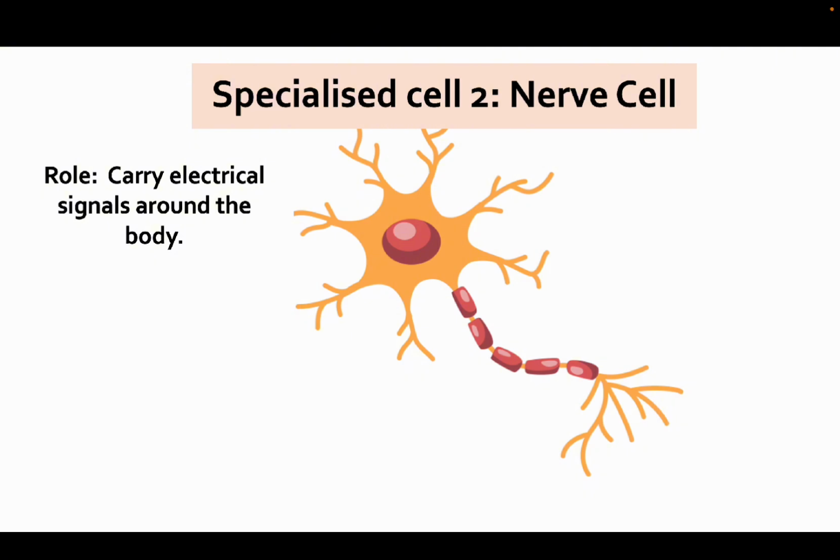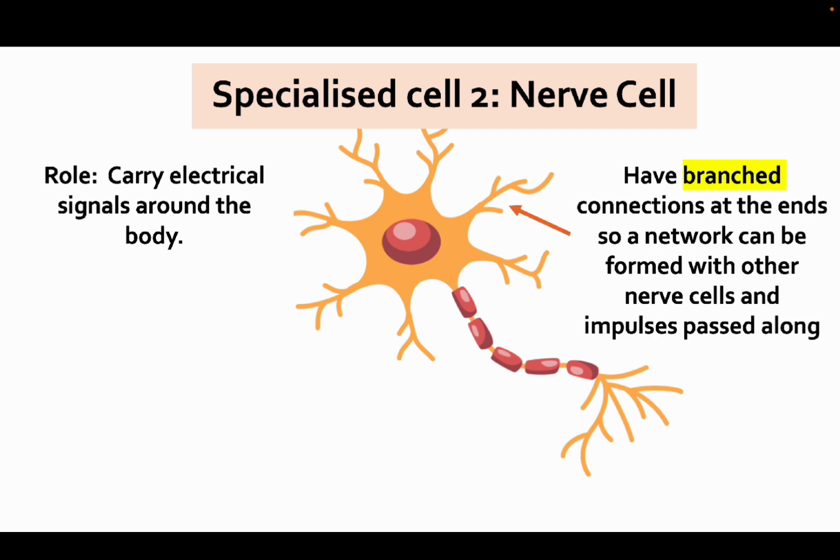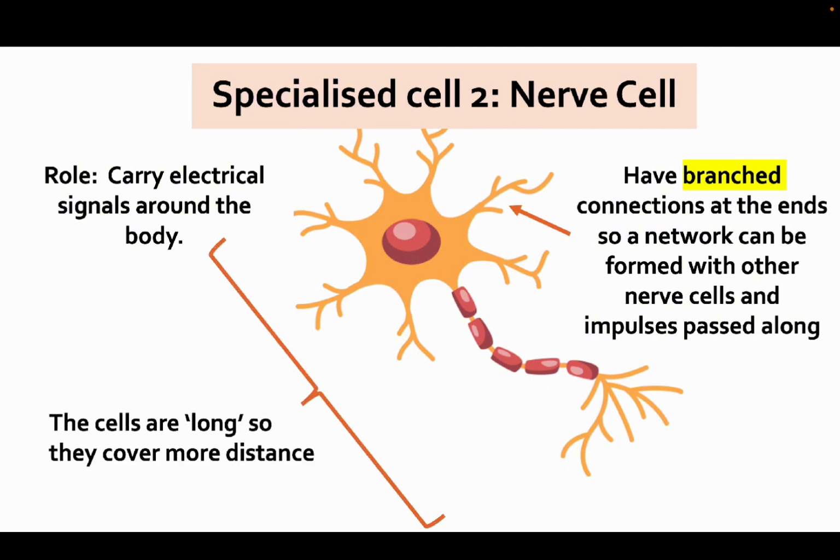The second type of specialized cell is called a nerve cell. Its role is to carry electrical signals around the body. It has branched connections at the ends, so a network can be formed with other nerve cells and impulses passed along. The cells are also very long, and that is so they cover more distance.